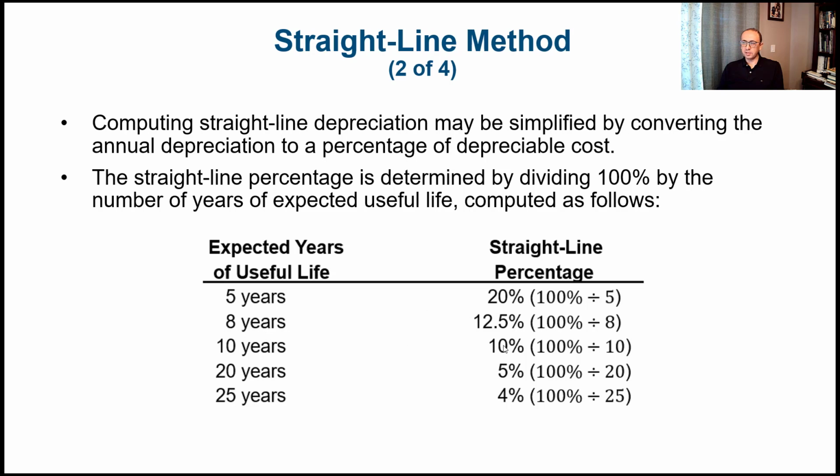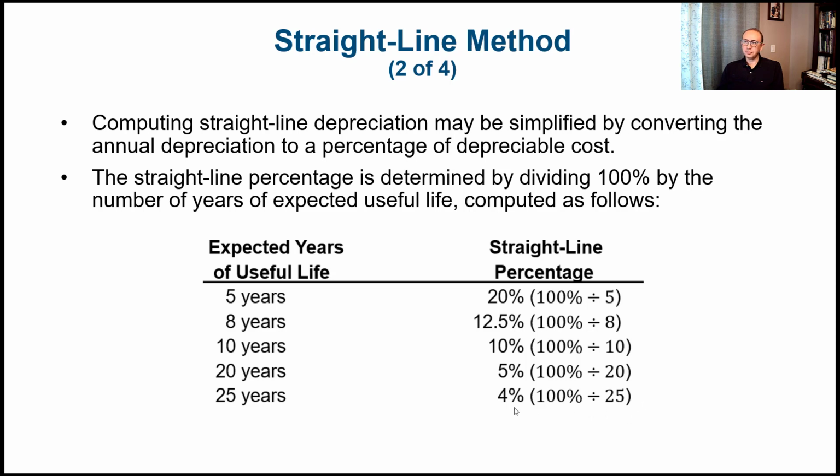For 8 years, we take 100% divided by 8, and that's 12.5%. And we multiply this percentage by the depreciable cost. In our case, it was $22,000. For 10 years, again, 100% divided by 10, and that's going to be 10%. For 20 years, again, 100 divided by 20, and that's 5%. For 25 years, which is maybe for very long-term assets, we take 100% divided by 25 years, and that's 4% per year.